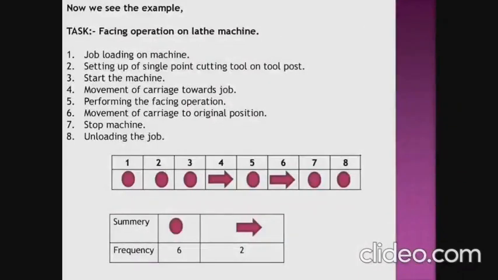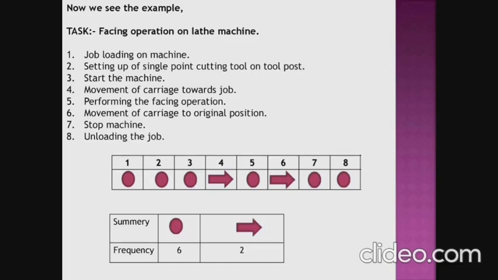Now we see the example. The example is a facing operation on a lathe machine in a workshop. First procedure is job loading on the machine. It is an example of the operation symbol. Then second procedure, setting the single point cutting tool on the tool post. It is also an operation symbol. Third one, start the machine. It is also an operation symbol. Fourth one is the movement of the carriage towards the job. It is the transport symbol. Fifth one, performing the facing operation. It is also an operation symbol.